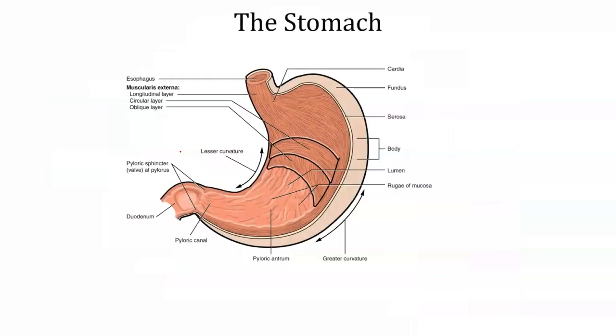Okay, the stomach looks something like this. You have the esophagus, and food will come down through the esophagus, and there's going to be a ring of muscle here, which is called the gastroesophageal sphincter.